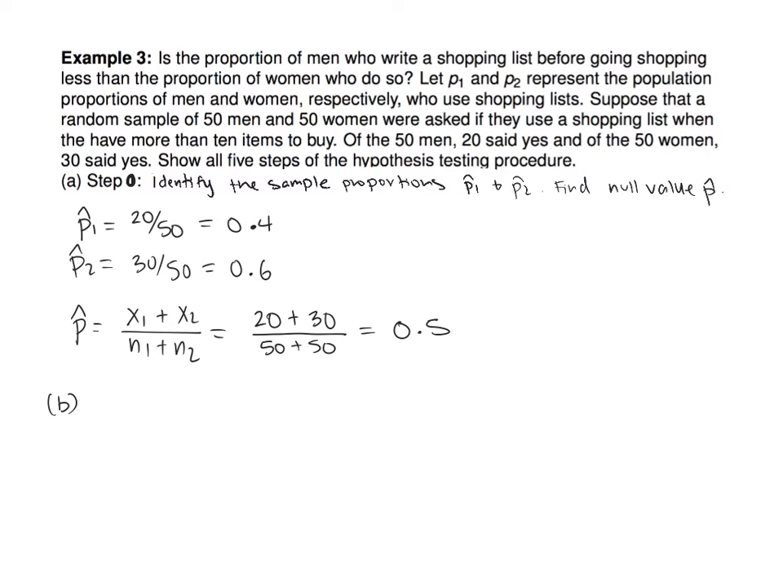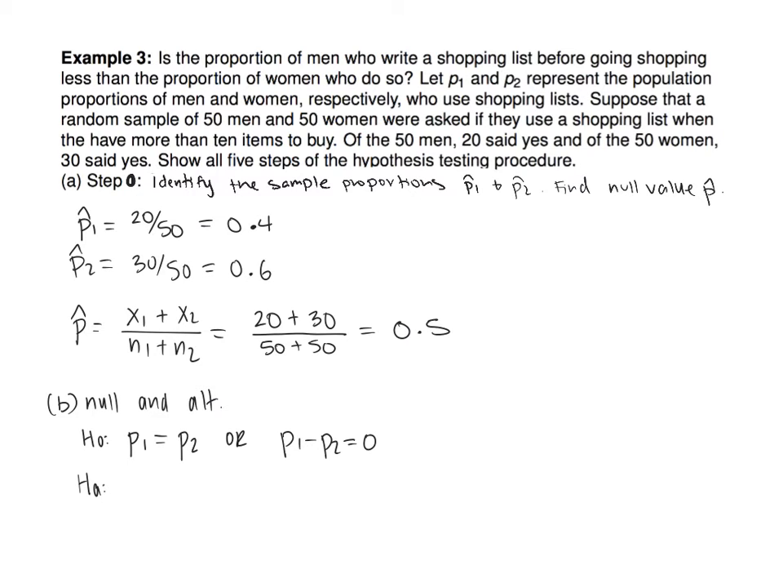Your step B is to find the null and alternative hypotheses. So the null hypothesis is that there is no difference in the proportions who make lists. So the proportion of men who make lists is equal to the proportion of women who make lists, or P1 minus P2 is equal to 0.